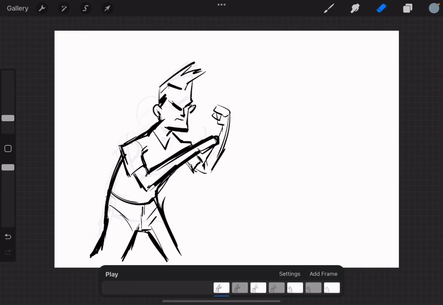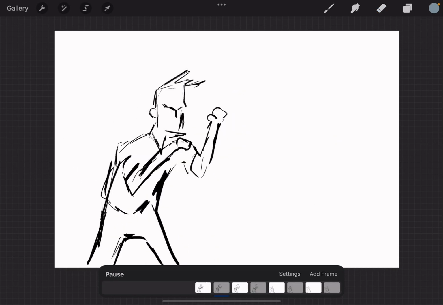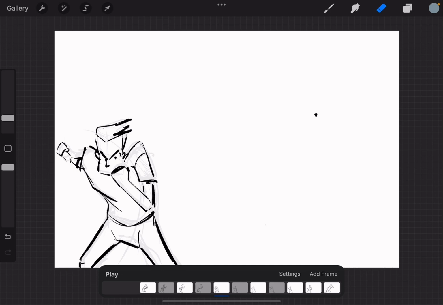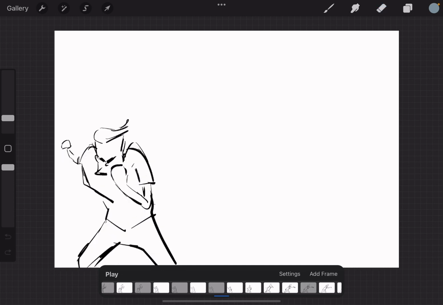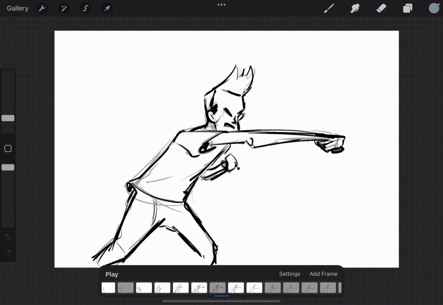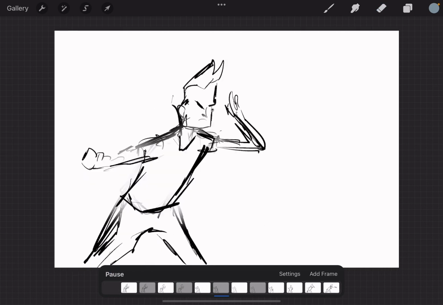Here are a few more complex examples. In this one, our character is throwing a punch. In order to get that powerful feeling, we drew our fist closer together during these frames, and then farther apart at the end. The result is a nice snappy punch.